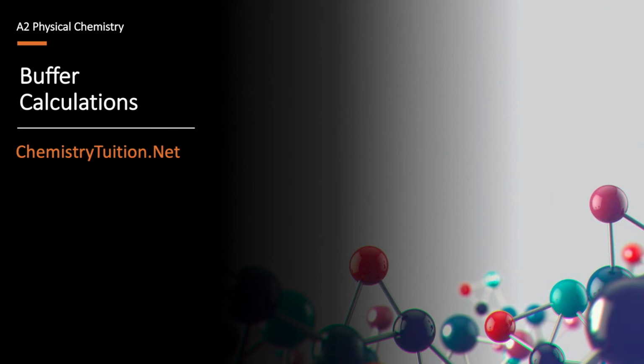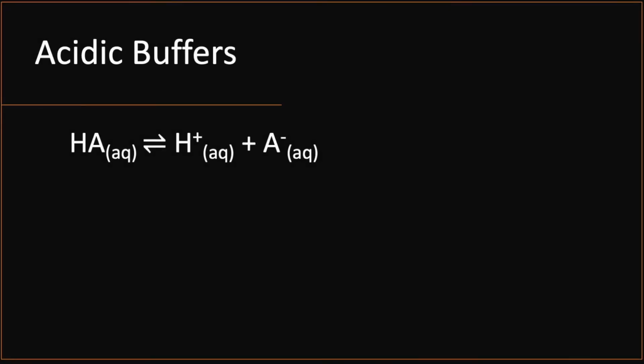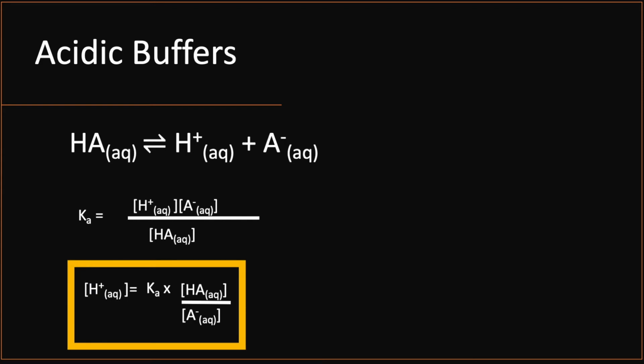So we can now look at how we can use our knowledge of acid bases to look at buffer calculations. We're going to use the same equations that we've come across so far. Here's our acidic buffer, and we have a weak acid in equilibrium with its salt and H+. And so we can write Ka for that, and we can rearrange to find the concentration of H+, which of course we can then find the pH of.